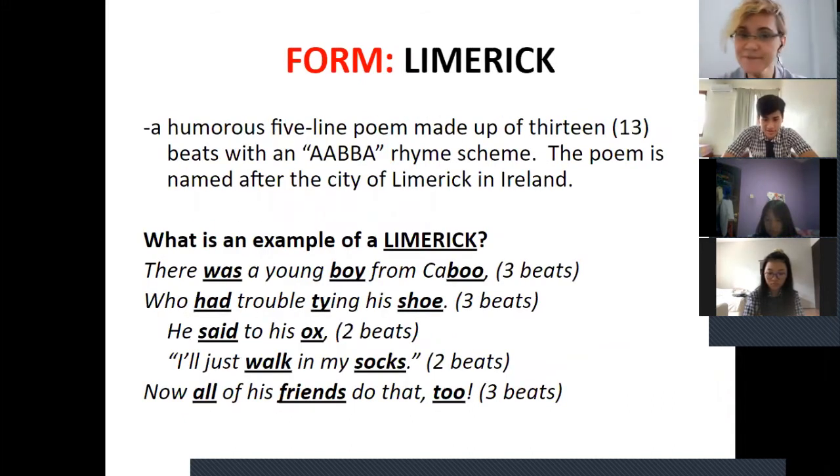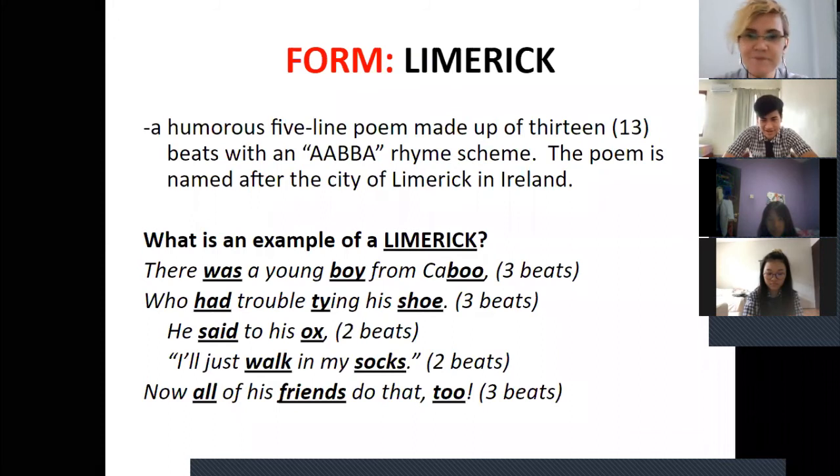A limerick, that is a humorous 5-line poem made up of 13 beats. So this is where we go with our A, A, B, B, A. It's a different rhyme scheme. Just now we saw A, B, A, B. The poem is named after the city of Limerick in Ireland, where they came up with the idea, and it should be humorous. So it has a clear beat.